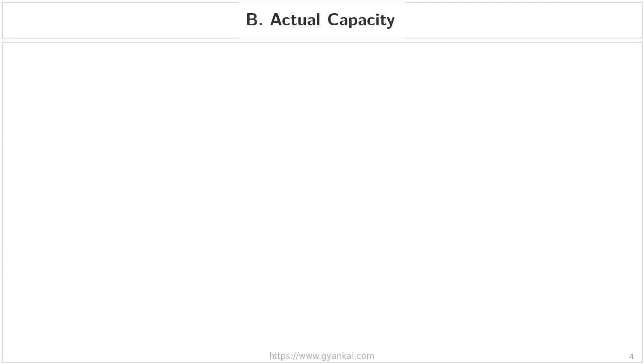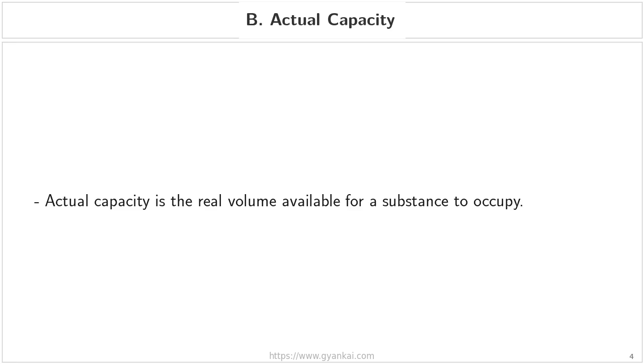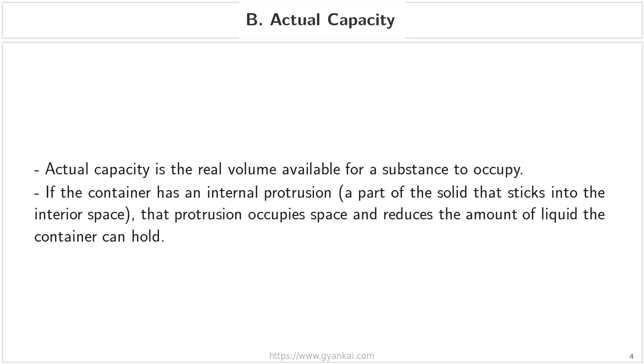Actual capacity. Now that we have defined apparent capacity as the theoretical volume of a container if it were completely empty, let's move on to the more practical concept, actual capacity. Think of actual capacity as the real, usable volume available for a substance, like water or juice, to actually occupy. Now, here is the key difference to remember. In many real-world objects, the interior isn't perfectly smooth or empty.